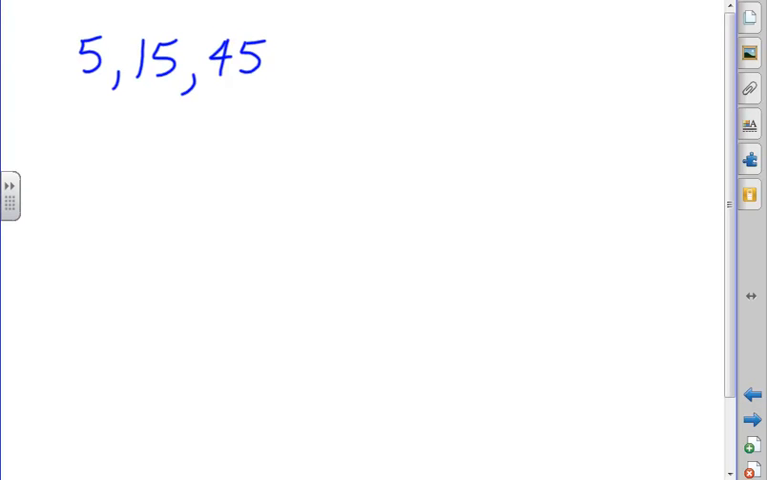So if you applied what you know about arithmetic sequences to this, you would say, well, what do I do to 5 to get to 15? I add 10. So then I come over here and I say 15 plus 10, oop, that's not 45. So clearly something different is happening here. And my guess is with a little bit of thinking you would probably figure out that what's happening is we are multiplying by 3.